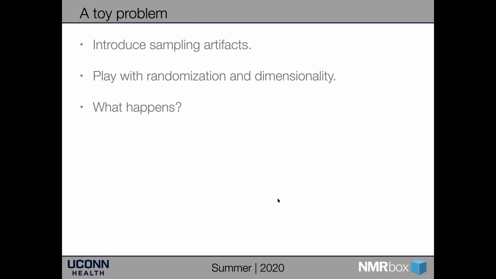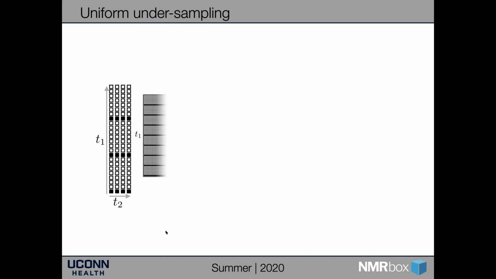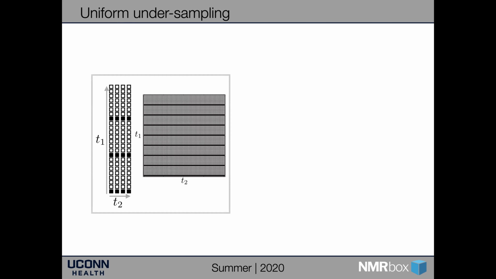And to do so, we'll introduce a toy problem here, where we're going to intentionally create very large sampling artifacts. And then we're going to play around with randomization and dimensionality, and we're going to see if we can suppress those artifacts. So we'll introduce this idea of uniform undersampling. Here we have an indirect dimension T1, and we're sampling 1 out of every 8 points along that dimension. And if we repeat that across a second indirect dimension T2, we get a sample schedule that looks like this.